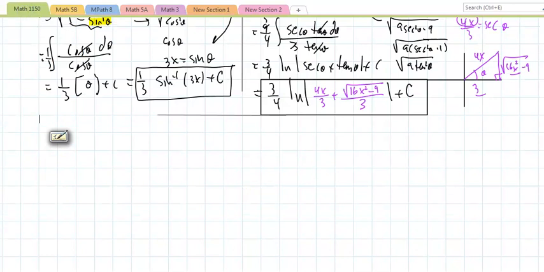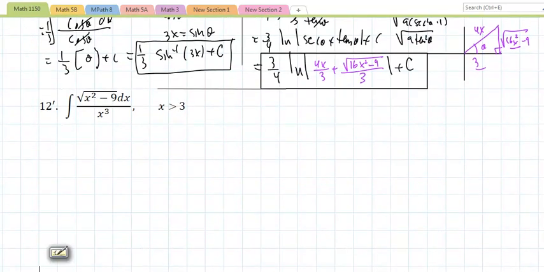And that's the equivalent of number 12. Again, u substitution doesn't work. So here I'm going to let x equal a secant theta, which is 3 secant of theta, according to the table, since it's x squared minus a squared. So dx is 3 secant of theta tan of theta d theta.